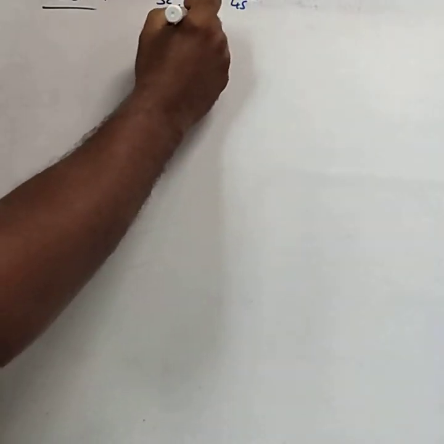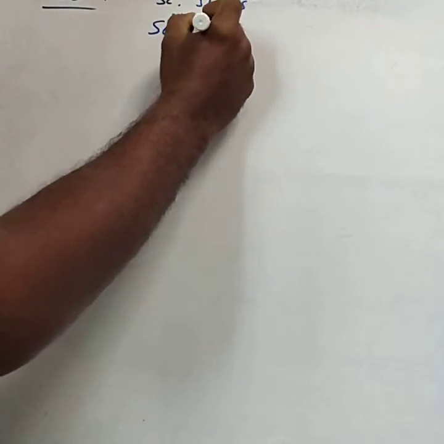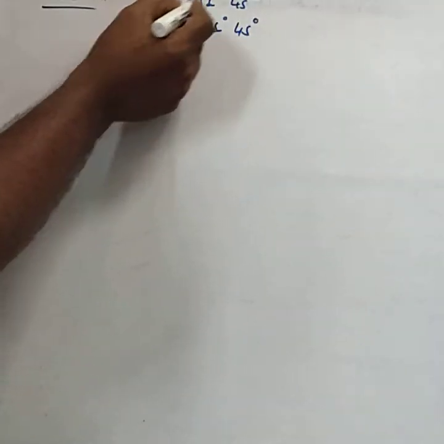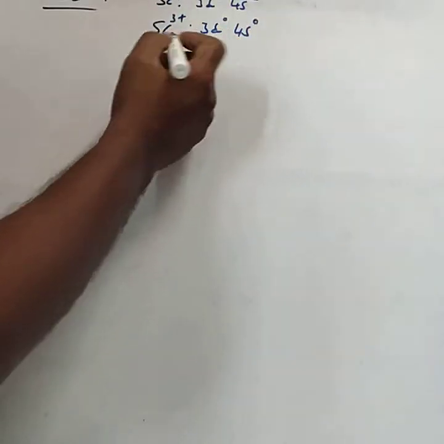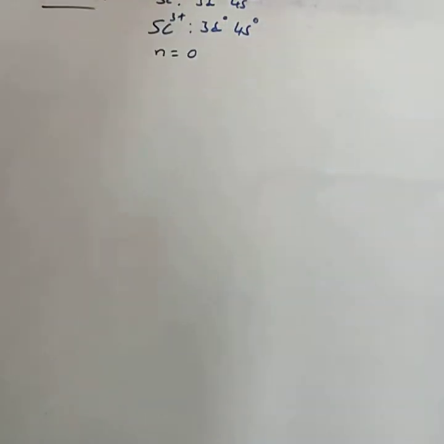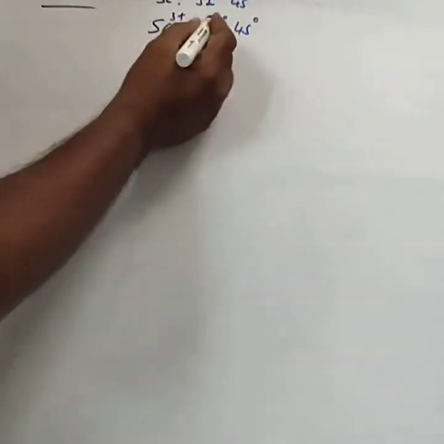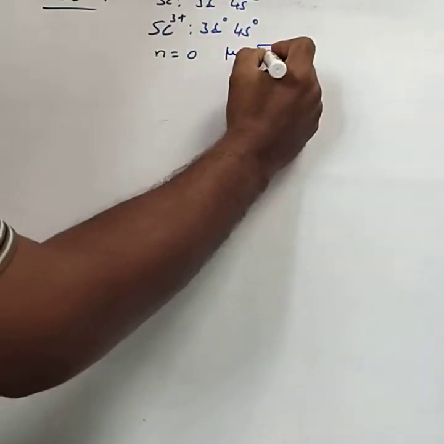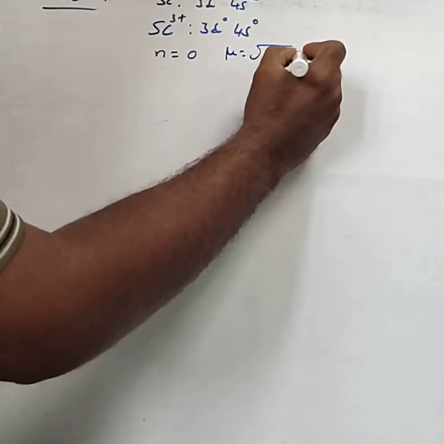Scandium 3+ means 3d0 4s0. You have to remove the 3 electrons. Hence the number of unpaired electrons equals 0. If n is the number of unpaired electrons, then the magnetic moment is given by the formula root of n into n plus 2.